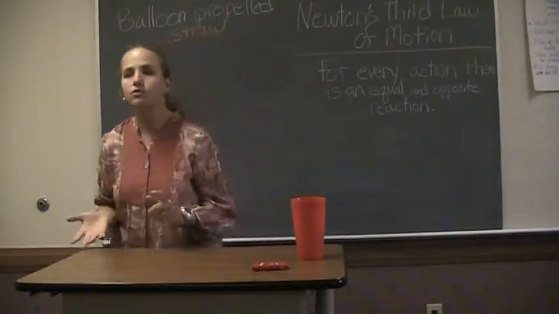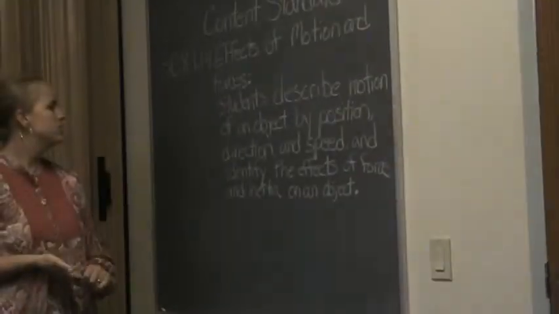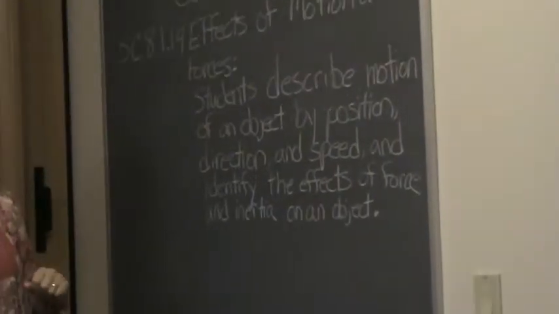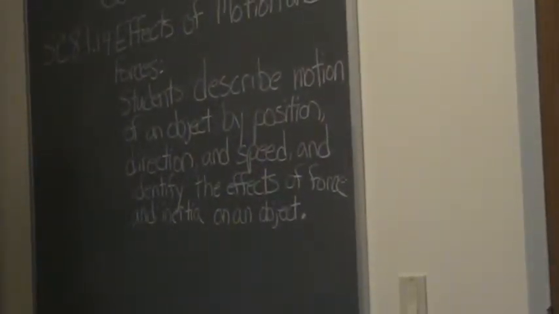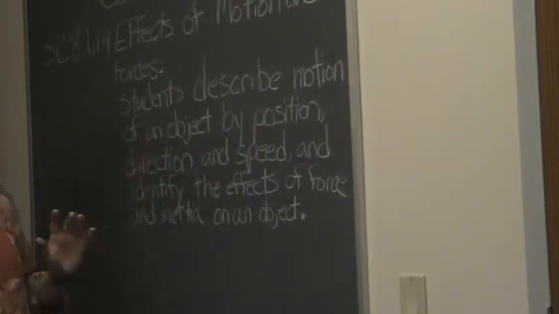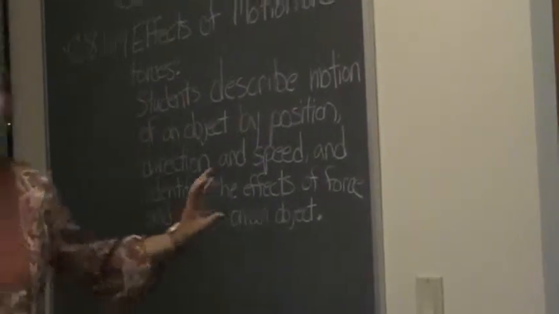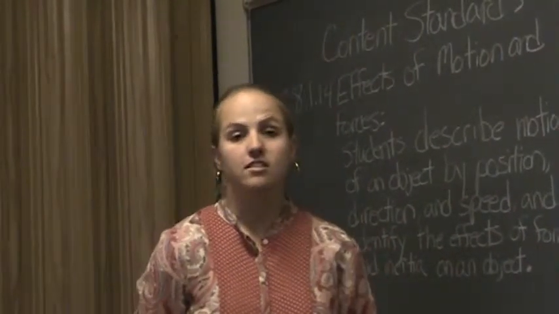Now, I want you guys to come look over here. And this is the Wyoming State Standards, okay? Students, describe motion of an object by position, direction, and speed, and identify the effects of force and inertia on an object. So this lab has to do with motion and the directions of force. So that's how it ties in with that state standard.